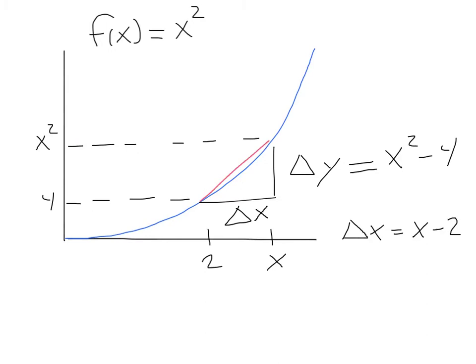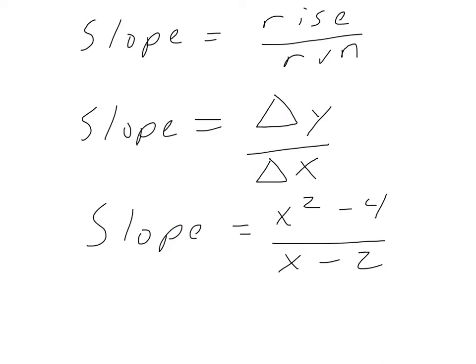So now we know the change in y and the change in x, the delta y and delta x, that's also called the rise over the run. So, slope is the rise over run, also known as delta y over delta x, and in our case, our slope is x squared minus 4 divided by x minus 2. Now remember what the plan was. We're going to imagine x getting closer and closer to 2.